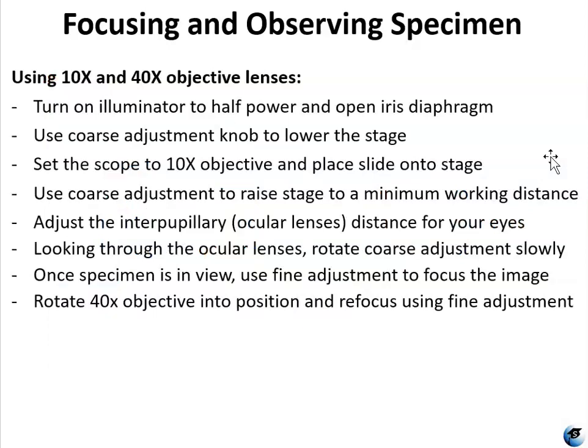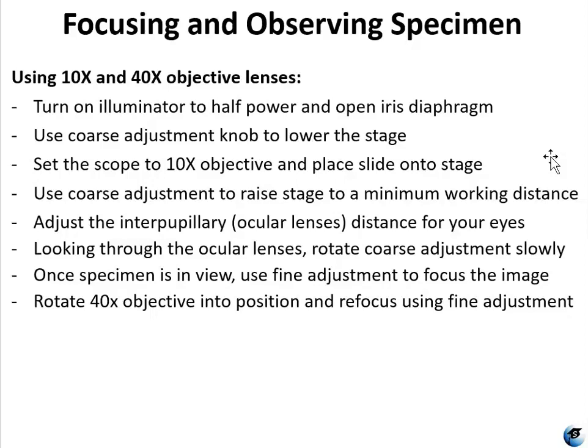You need to know the steps involved in using the 10x and 40x objectives, and also later on we'll talk about the 100x oil immersion objective. So first you want to turn the illuminator on. You start at about half power because it's very bright when you first start on 10x.